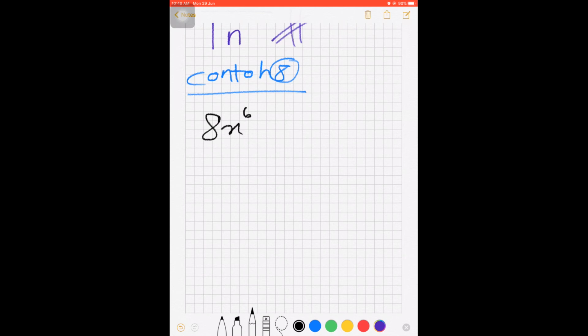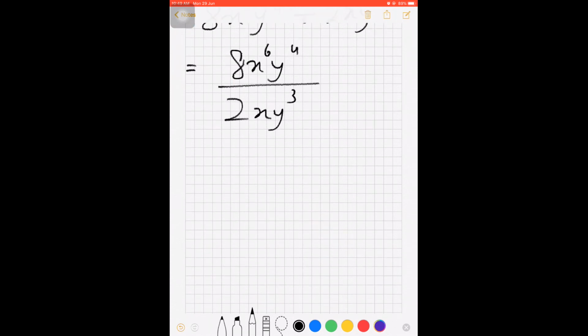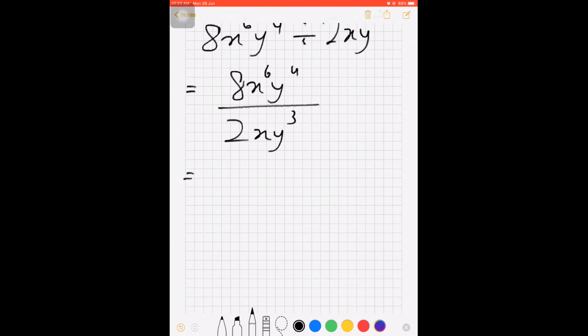8x kuasa 6 y kuasa 4 bahagi divide by 2xy kuasa 3. Okay, so first step, you gotta make it into a fraction. So 8x to the power of 6 y kuasa 4 over 2x y kuasa 3. Okay, then separate it. I'll use this red, this one will be green, this one will be blue. Okay, 8x will be green, y will be blue. X green, x hijau, y blue.